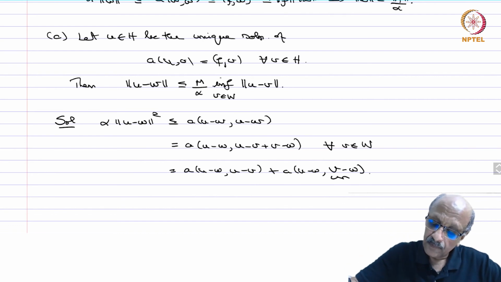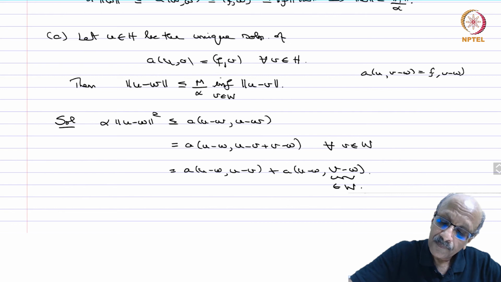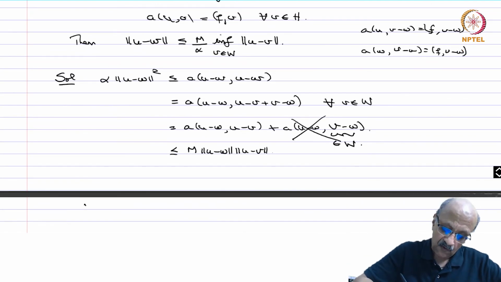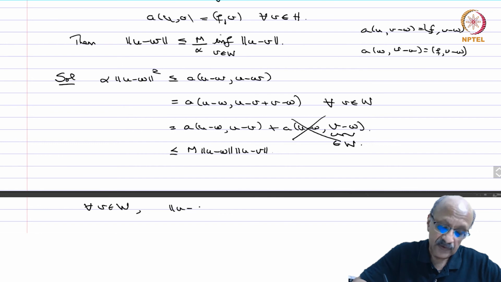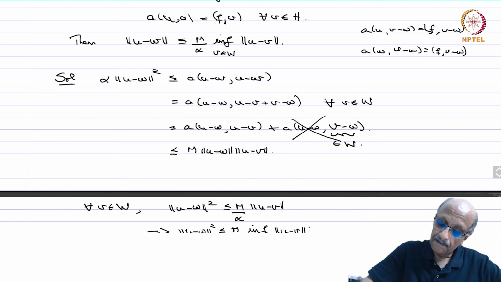Now what is this? v minus w belongs to W, remember. So a(u, v minus w) is F(v minus w) because u is the solution in the whole space, and a(w, v minus w) is F(v minus w) because w is the solution in the subspace. So both of these are the same, so this term becomes 0, and this is less than or equal to M times norm u minus w times norm u minus v. Okay, therefore for every v in W you have alpha norm u minus w whole square is less than or equal to M times norm u minus w times norm u minus v. And therefore, this is true for all v in W, so this implies norm u minus w is less than or equal to M by alpha times the infimum over v in W of norm u minus v.